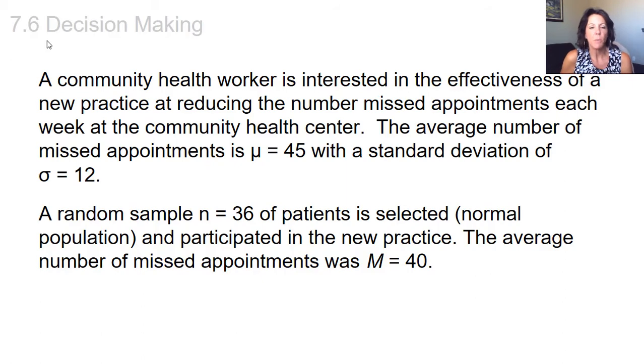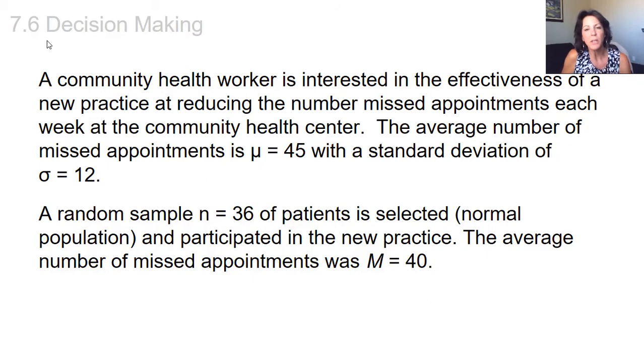So let's just say that we have a random sample of 36 patients. We select them, and they're from a normally distributed population, and they participated in this new practice, whatever it is. And after they participated in the new practice, the average number of missed appointments in the sample was 40. So the population average was 45, but this new group of small sample of 36 patients, their mean was 40. 40 is less than 45. It looks like whatever we did had a treatment effect.